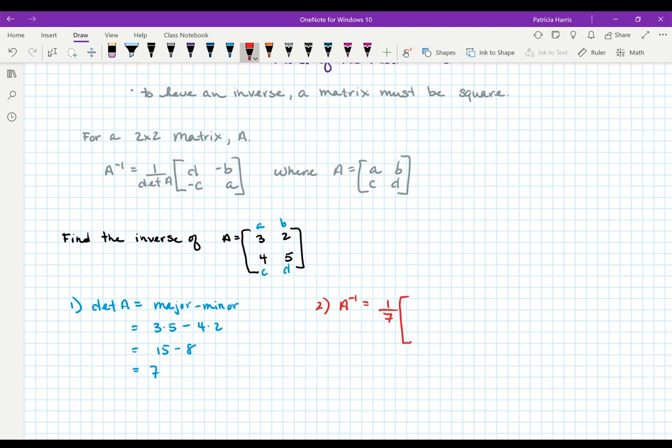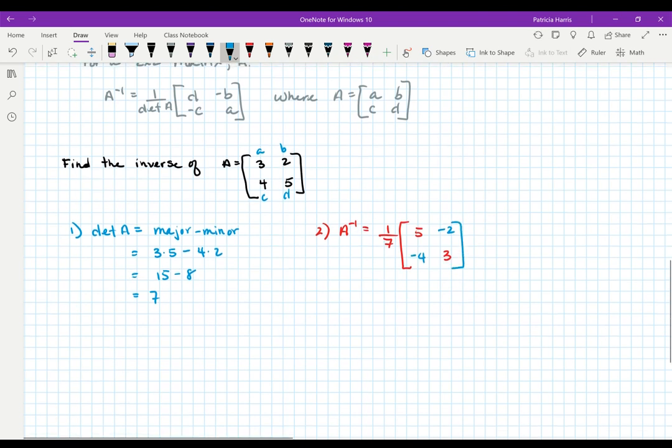Okay. A and D are going to trade places. So it's going to go 5 and 3 on the diagonal. And then B and C are just going to change signs. So it becomes -2 and -4.